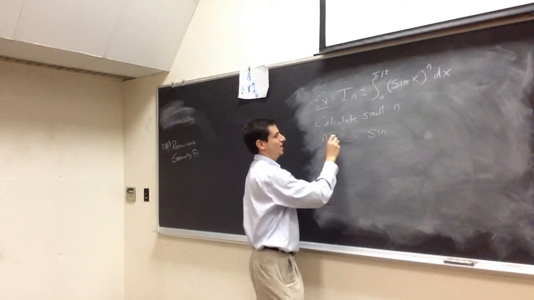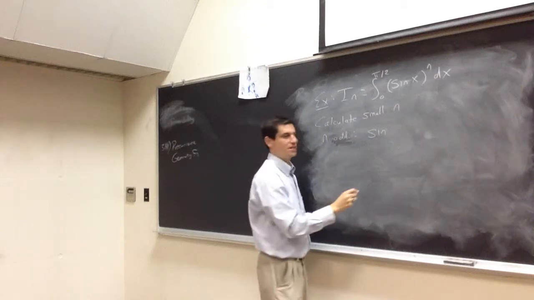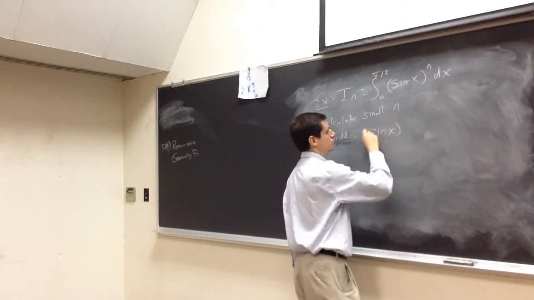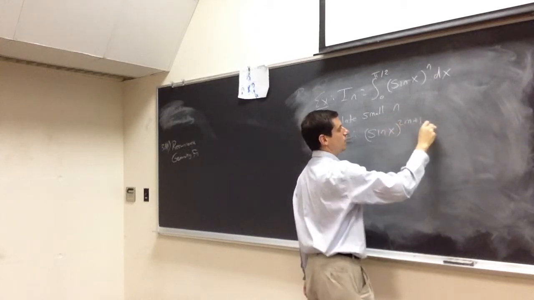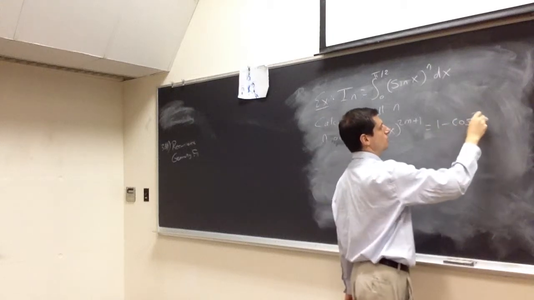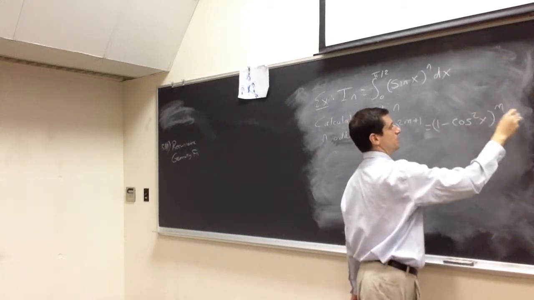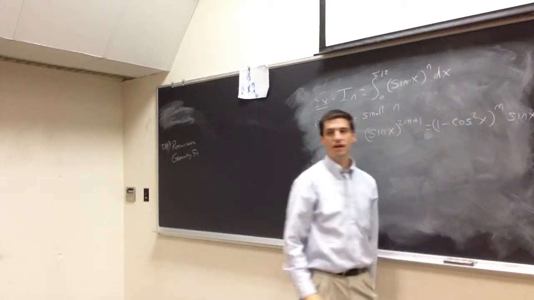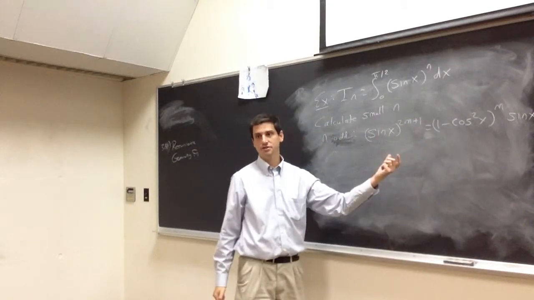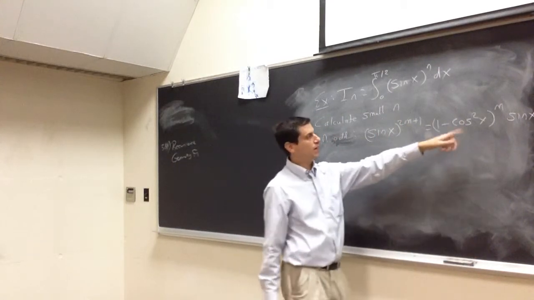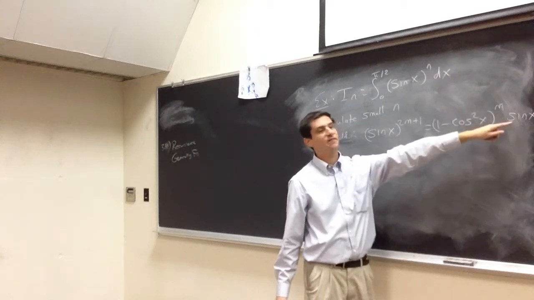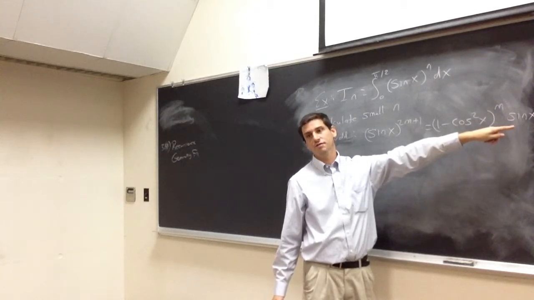So if n is even, sine, actually I want n to be odd. Sine of x to the 2m plus 1 is 1 minus cosine squared of x to the m times sine of x. And so if I'm in this case, I can use your identity, and now I'll have cosine to an even power, and I have exactly what I want for the derivative.